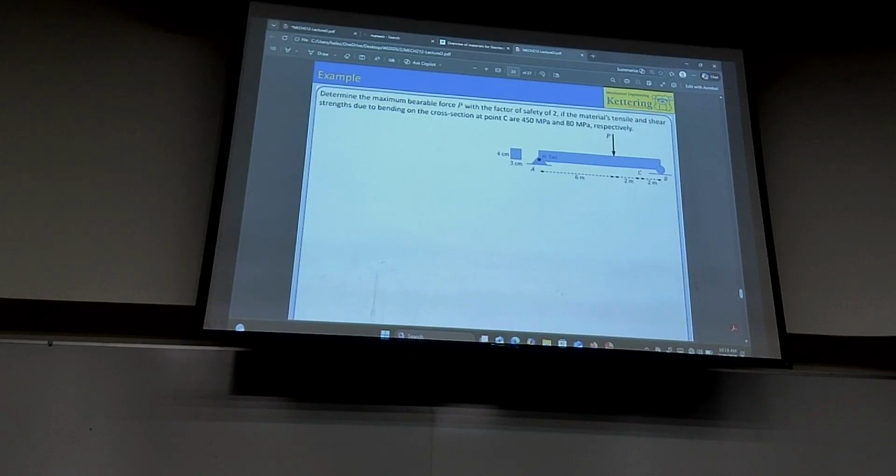Aidan, last time we went over, we said bending develops 2 types of stresses. One is normal stress, one is shear stress. Can you please give me the equation for normal stress due to bending? You're welcome to write it down. It could be part of the test.